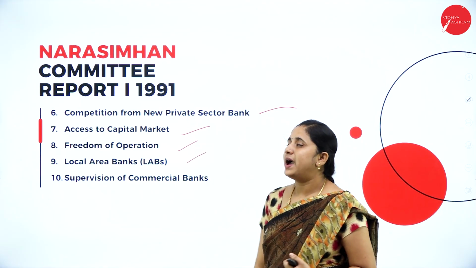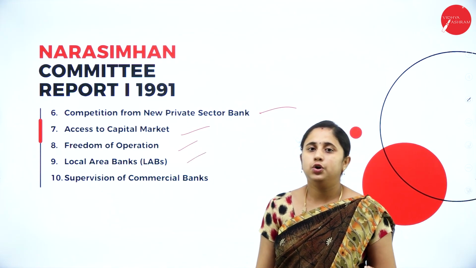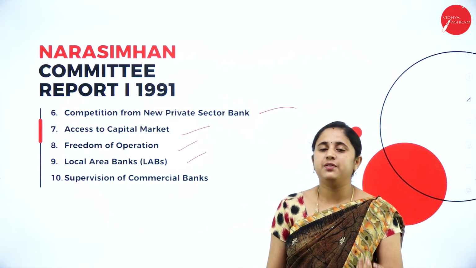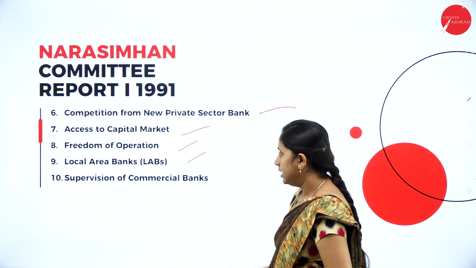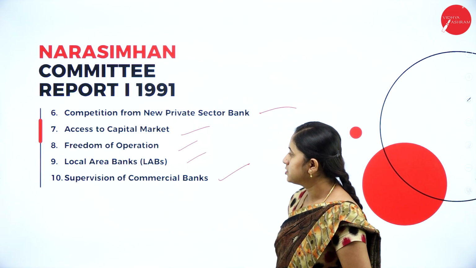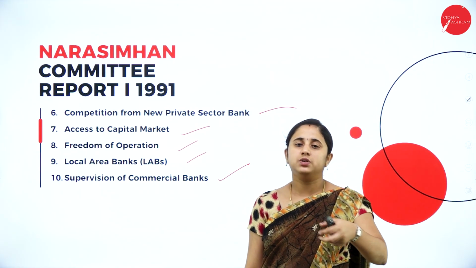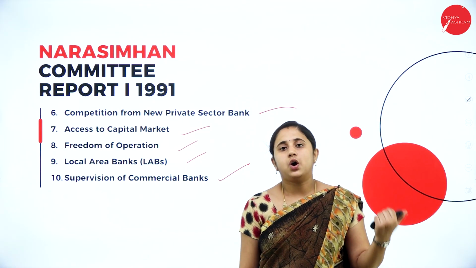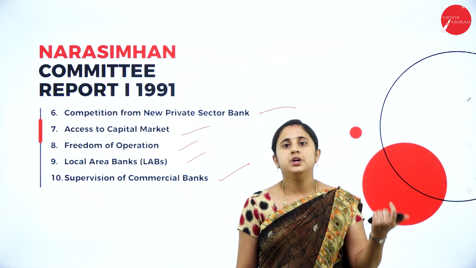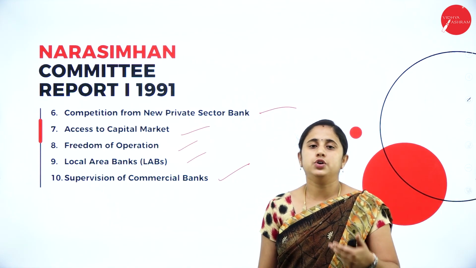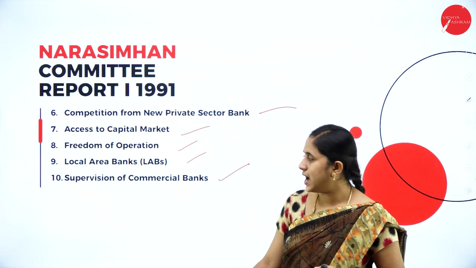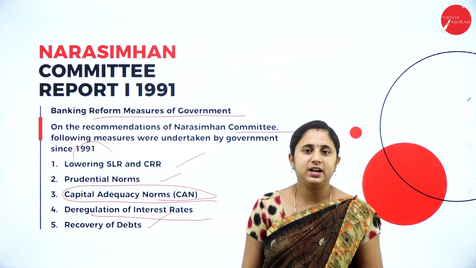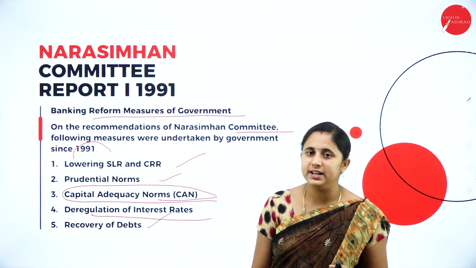Next one, local area banks. Through the local area banks, local customers can access banking facilities and get the financial benefits from the LAB. Next, supervision of commercial banks. The supervision of commercial banks is given to an autonomous body sponsored by the RBI. So these all are the remedies, actions or reforms taken by the government based on the Narasimhan committee report 1.